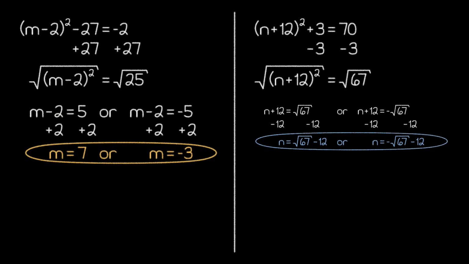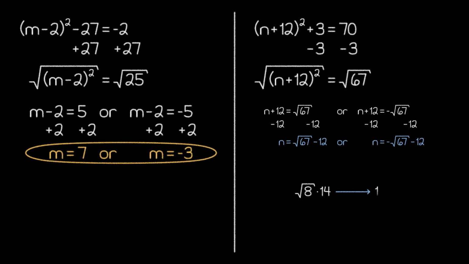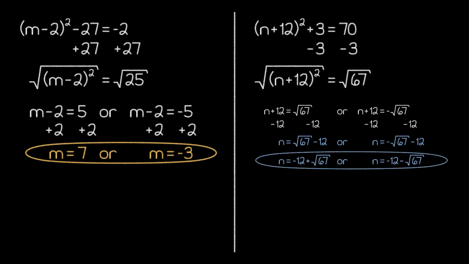There are, however, a couple other ways that you might see this answer written. A common convention when writing expressions that contain a square root is to keep the square root at the end of the expression. What this means for our answer is that instead of subtracting 12 after the square root, we could start our expressions with a negative 12 and then either add or subtract the square root. This may not seem like a big change, but it can help avoid some confusion, especially when writing by hand.